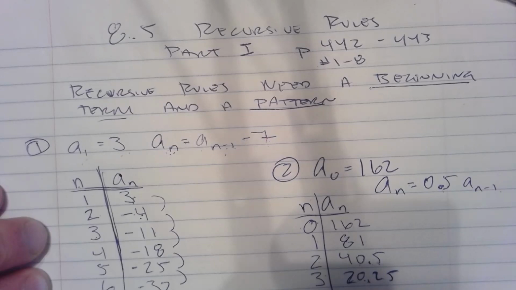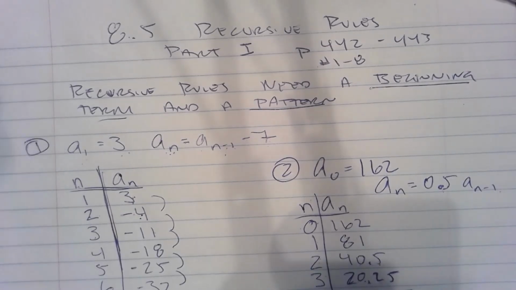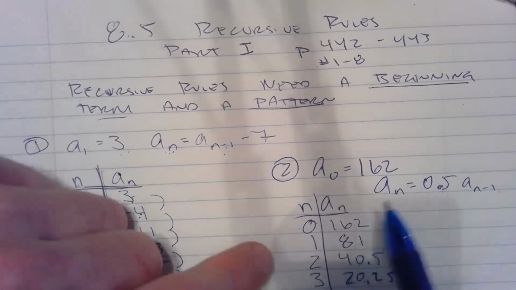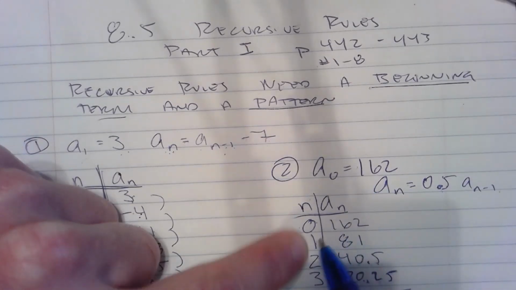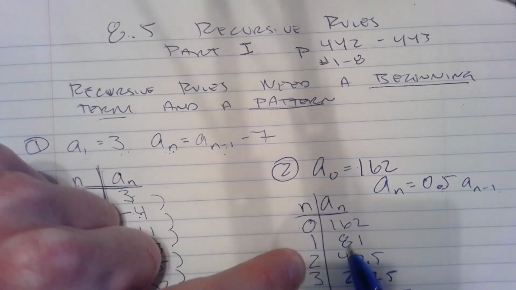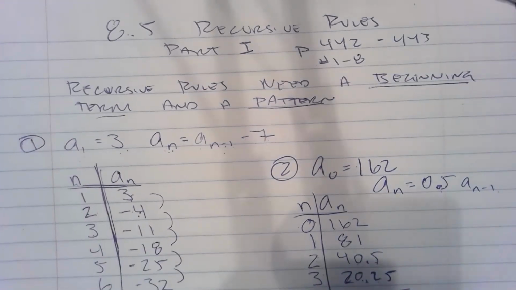Half of 20 is 10, half of 25 is 12 and a half. And then the 5th term, which is the 6th in our list, half of 10 is 5, and half of 12.5 is 6.25. You can use a calculator to do this, even to verify my answers. The 0th term is 162, that's the beginning term. Now the next term is half of that, yes. The next term is half of that, yes. We just keep going by half, and our sequence is decreasing.